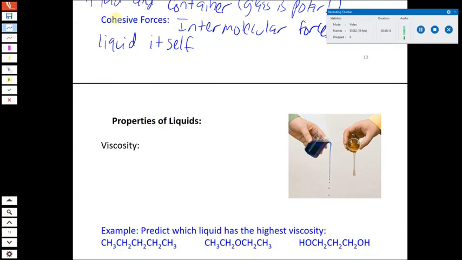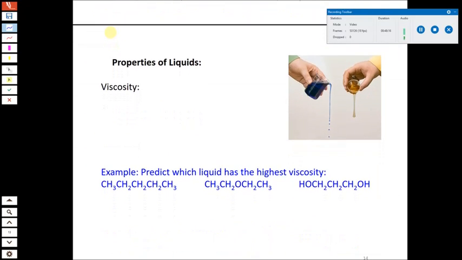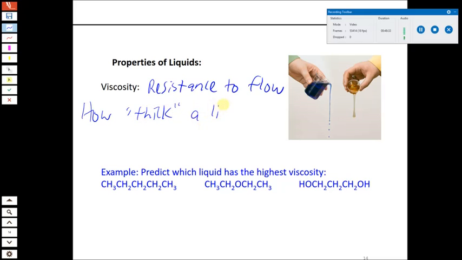The other major property of a liquid is called viscosity. And viscosity is the resistance to flow. And you can think of it in less technical terms as how thick the liquid is. I'm not talking about its body shape. I'm talking about how it pours, whether it freely flows or is more like syrup, like this one here.